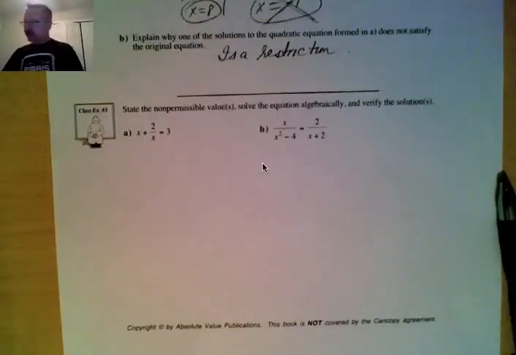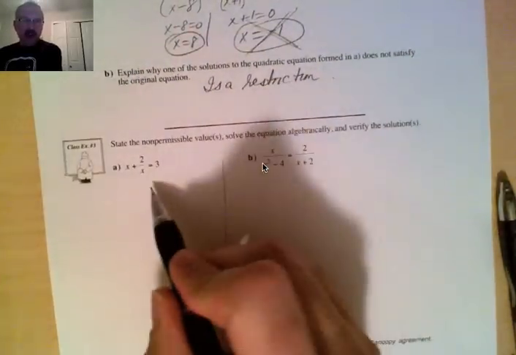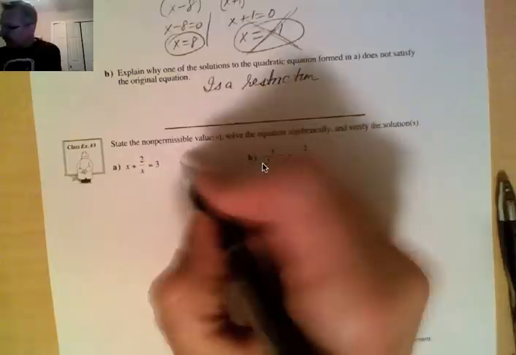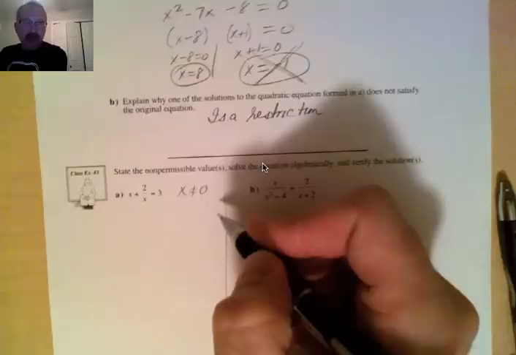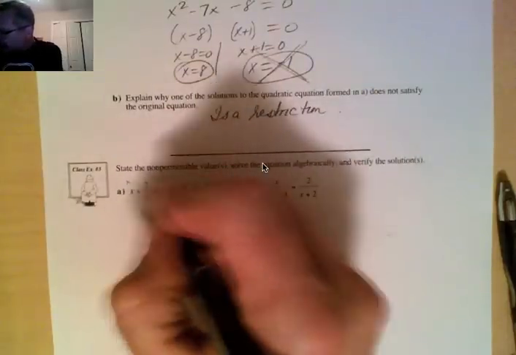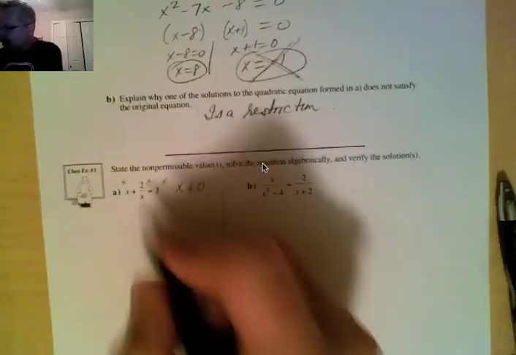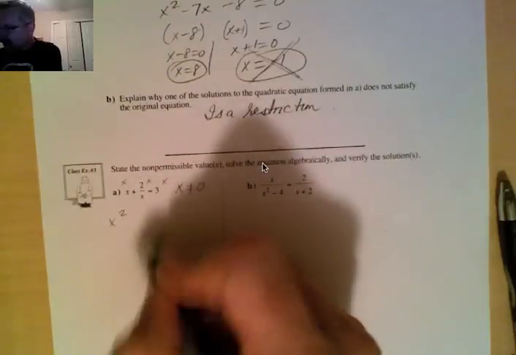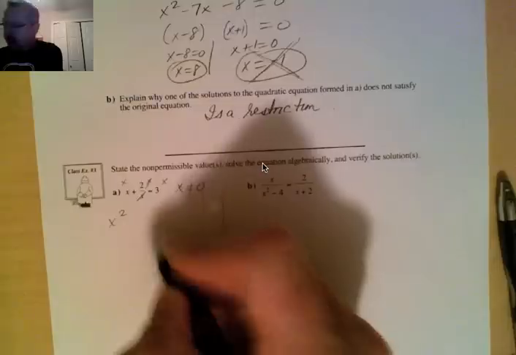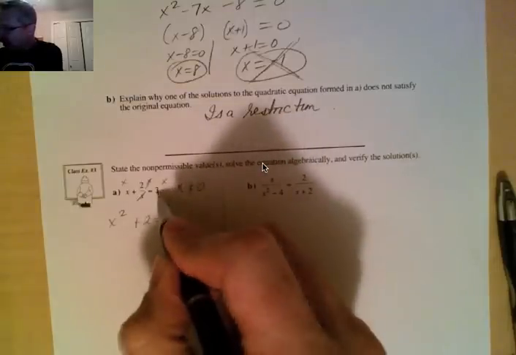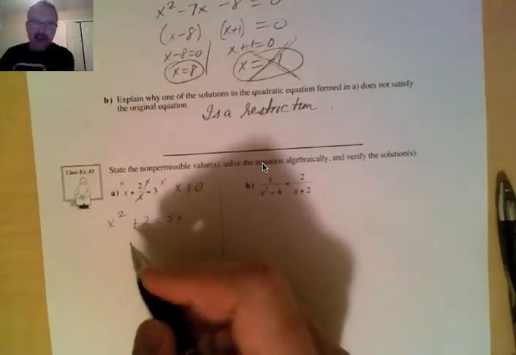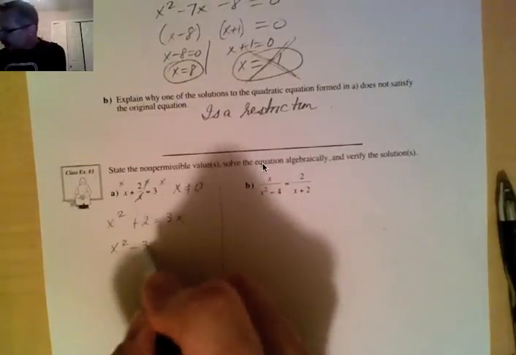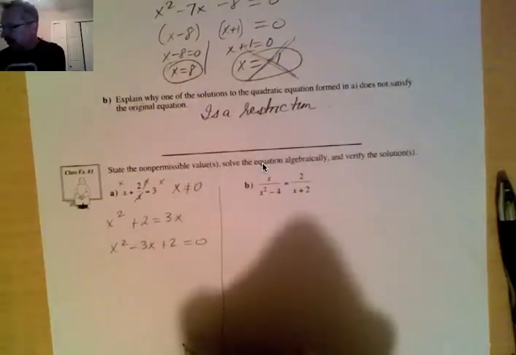Let's look at two more questions here before we finish up this lesson. In this question here, you're going to notice x is in the denominator. So our restriction is that x cannot equal 0. Now we're going to multiply everything by x to get rid of the fractions. So x times x gives us x squared. The x's in the second fraction cancel out and we're left with plus 2, and 3 times x gives us 3x. So if we subtract 3x, we're going to end up with x squared minus 3x plus 2 equals 0.